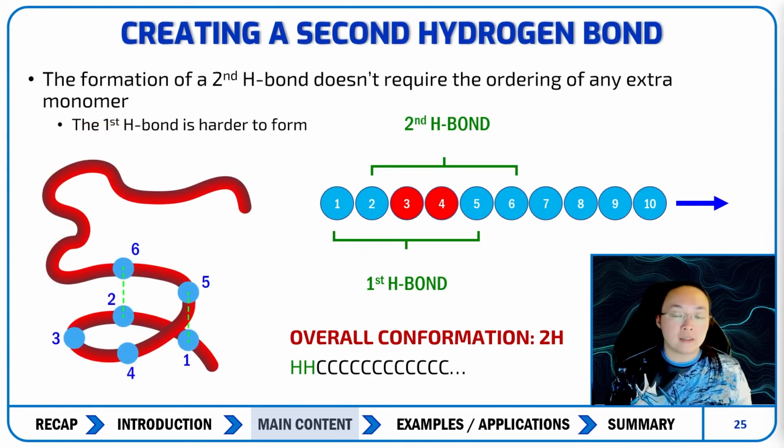Apart from that, I want to say that forming the extra second hydrogen bond actually doesn't require the ordering of any extra monomers because they're already in place. Therefore, it makes sense that the first hydrogen bond, this one right here, is going to be the hardest one to form, and then the rest of them kind of just fall into place because it's what they want to do.